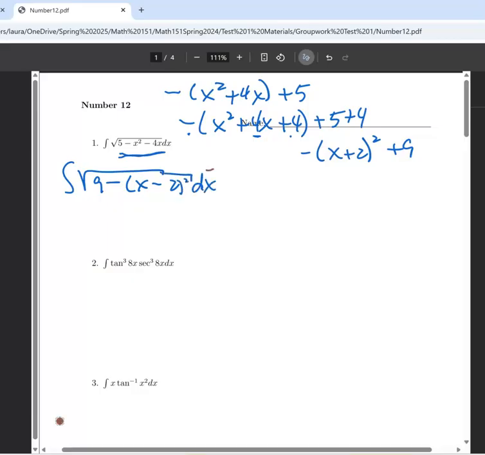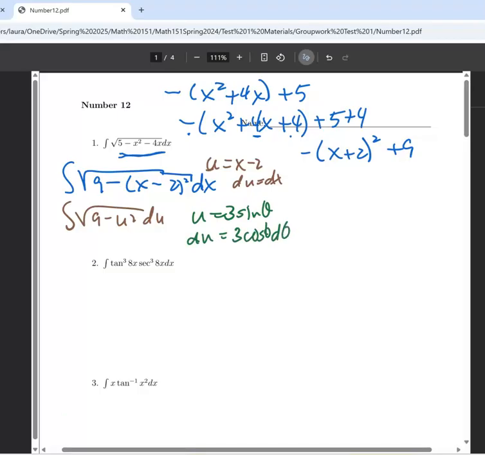I'm going to do a quick, easy u substitution. So this gives me root 9 minus u squared du. I see it now. I see that I can use u is equal to 3 sine theta. And then I'm going to do du is 3 cosine theta d theta. So then putting all that in, I get 9 minus 9 sine squared. And then don't forget to put the du in. That's the most common mistake.